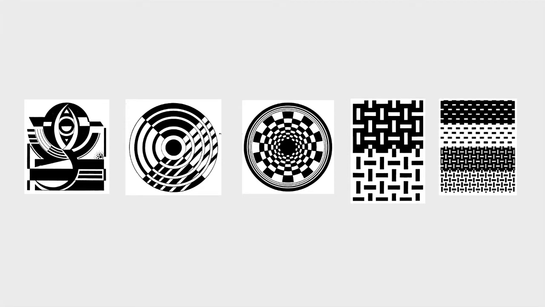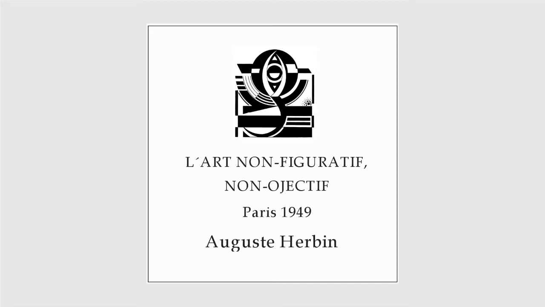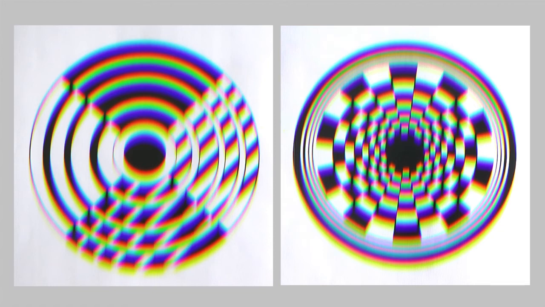On the third wall, we find five pictures designed by Auguste Herbin and presented in his book from 1949, L'art non figuratif, non objectif. The first two are geometrical patterns adapted to the horizontal-vertical principles of coloring. The next two are circular, struggling against this principle. And the final one is an intricate composition of esoteric look. Here at close scrutiny and here, perhaps, at optimal distance.